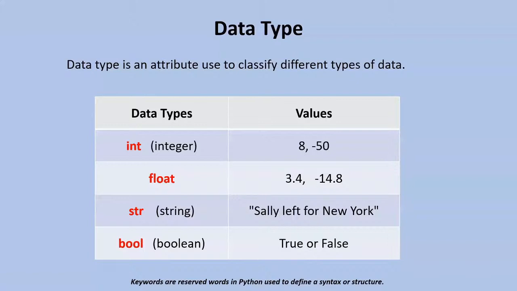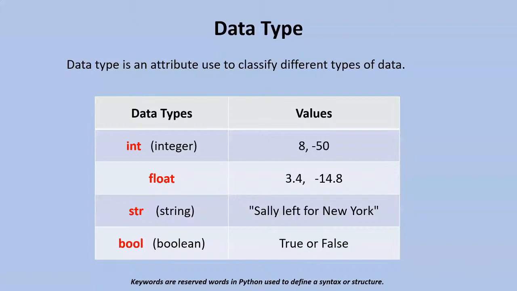The next data type is the string data type. We store character or text values within a string data type. As indicated here, we have the text or the characters Sally left for New York. This will be considered a string data type.